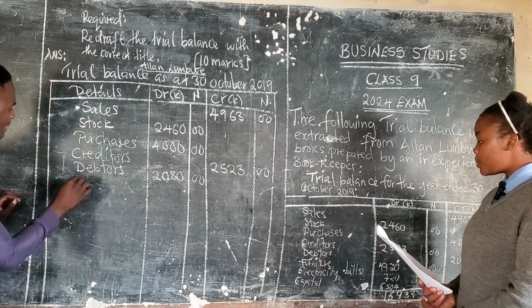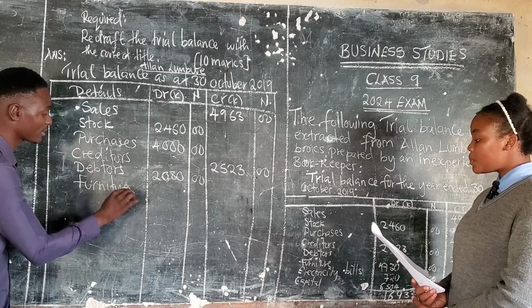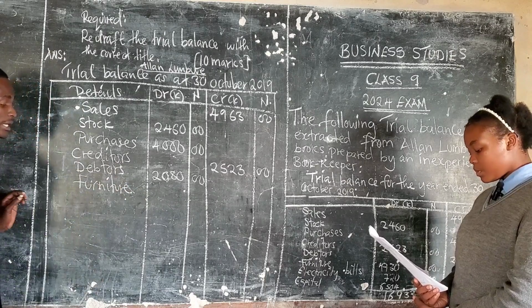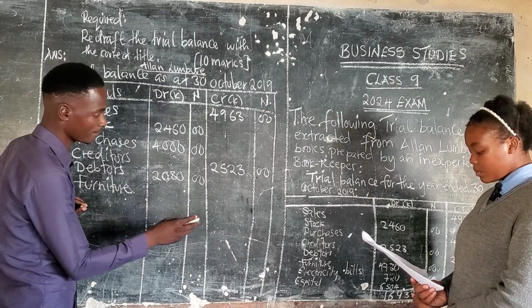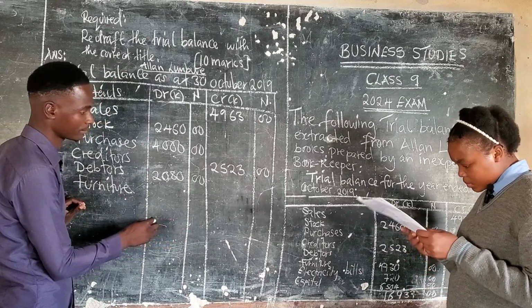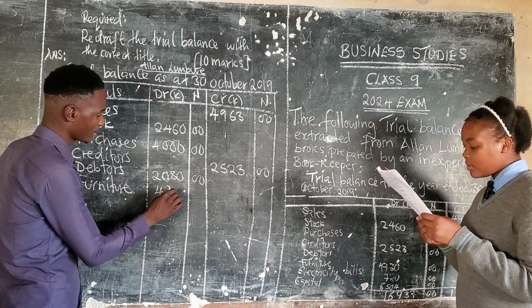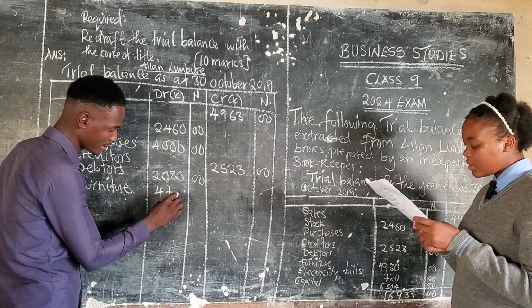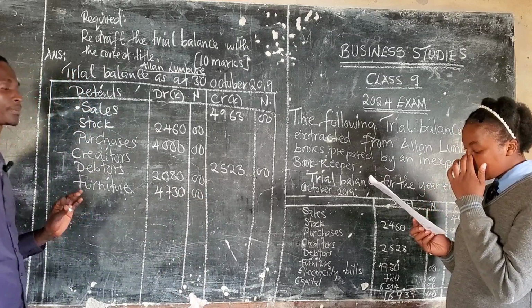Next, furniture. Is it an asset or an expense? Asset, so where do we take this? Debit. How much? 4,730. Very good.